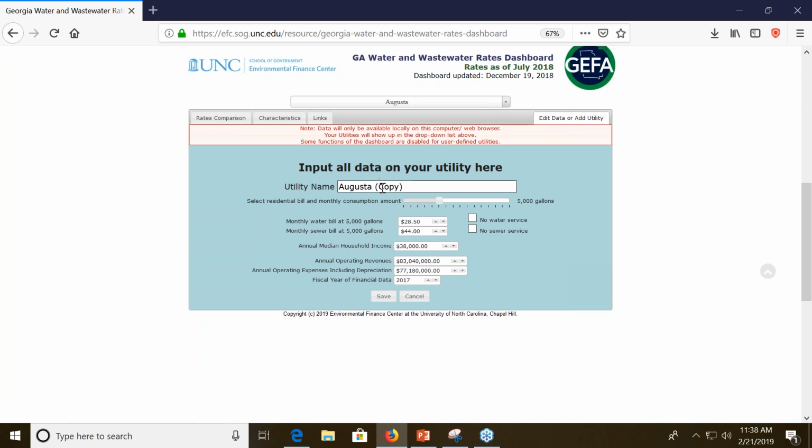And this data is not going to be saved in our database. It's just on your computer, so you can play around with it. If you want to have it in our database, email me with your bill or your rate structure and everything.